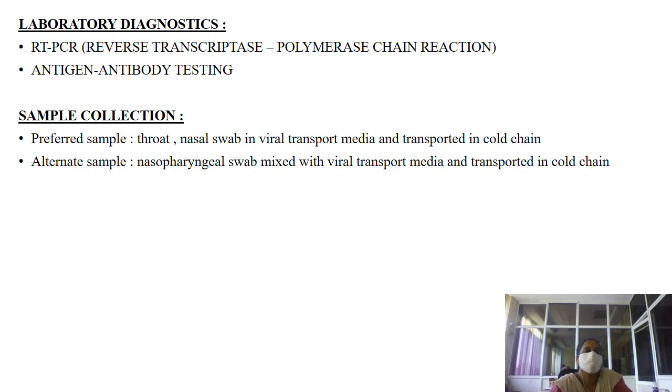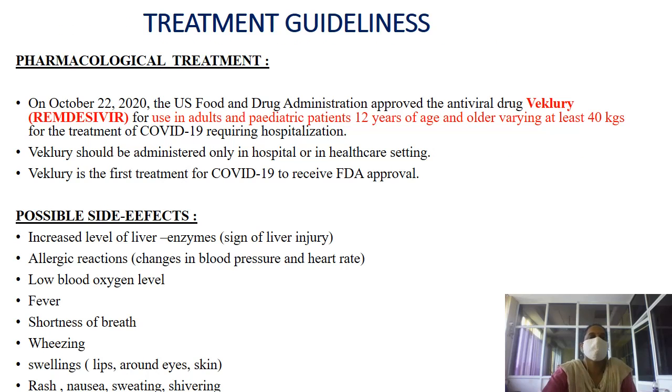RT-PCR is the gold standard method. Antigen antibody testing can also be performed, but compared to it, which is a rapid test, RT-PCR is the standard method. How to do the sample collection? Preferred samples are throat or nasal swab in viral transport media, transported in the cold chain. Alternate samples are nasopharyngeal swab mixed with viral transport media, transported in the cold chain.